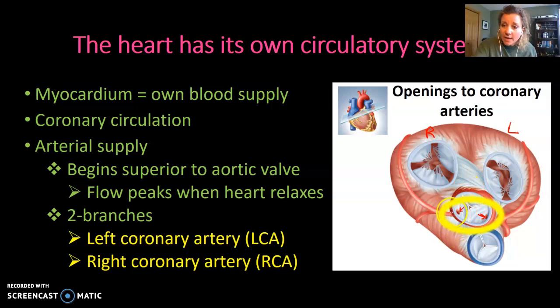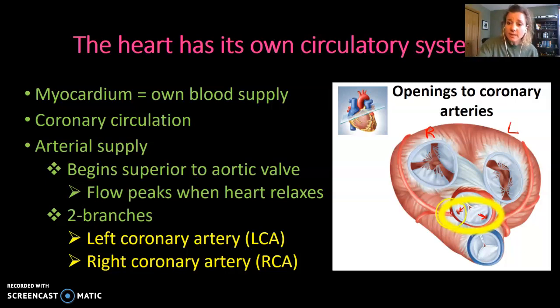And as the blood enters the two openings, it's going to enter the right coronary artery and the left coronary artery. And the right and left coronary arteries are going to branch off and divide further to form smaller arteries that are then going to serve different areas of the heart itself. So that's what we're going to explore next.